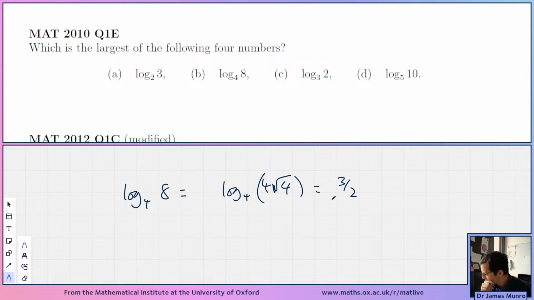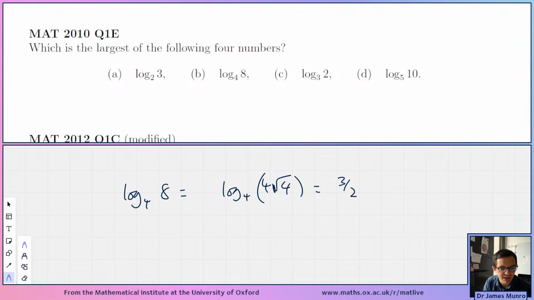I suppose we want to find a way to kind of compare these things. Maybe not directly to each other, but maybe we can compare these logarithms to known fractions. Like this one is equal to 3 over 2. So maybe we could compare the other ones to 3 over 2. It'd be nice if... Yeah, okay.